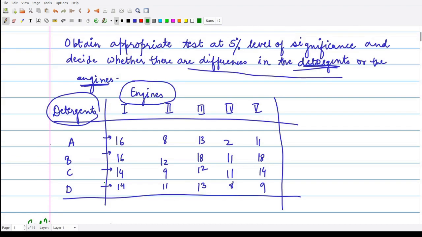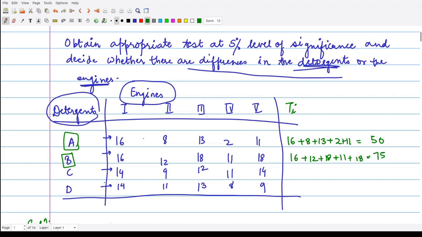Let's go back to our original table. For a detergent, we will calculate Ti. Ti would be obtained when you add up all these things: 16 plus 8 plus 13 plus 2 plus 11, which comes out to be 50. Then you will calculate this for B. For B it would be 16 plus 12 plus 18 plus 11 plus 18, which comes out to be 75.